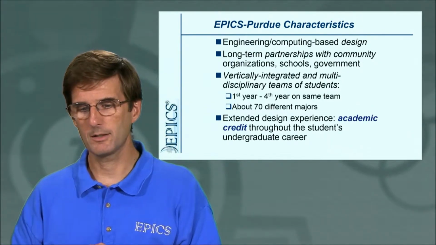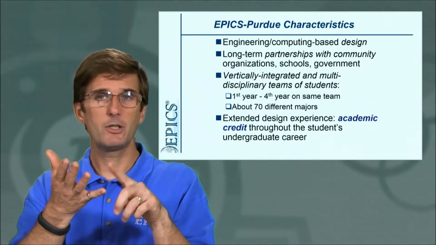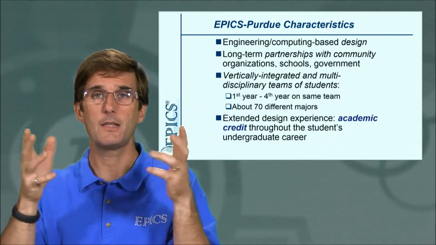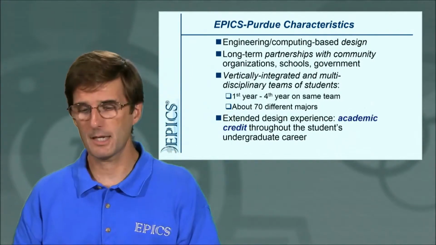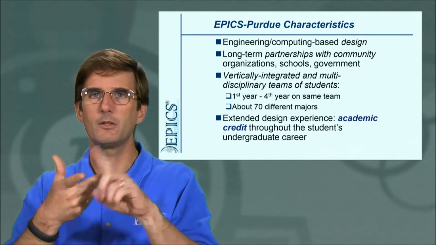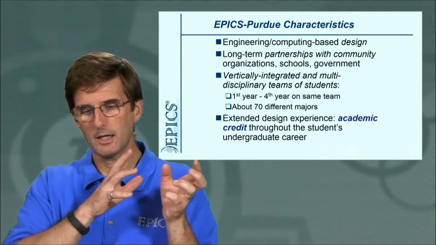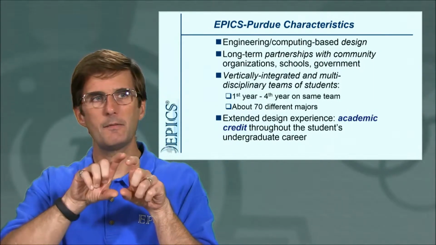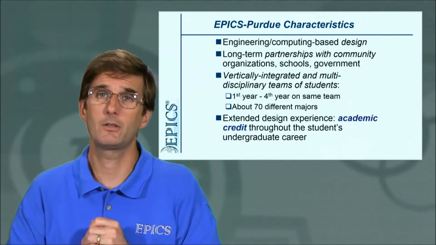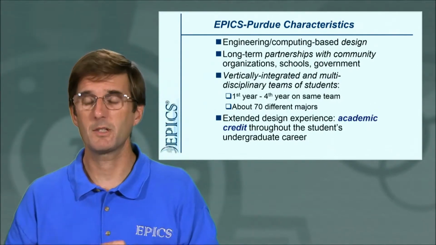At Purdue, we are vertically integrated, which means we have first year, second year, third year, fourth year students that we mix. They take courses and they're all mixed together on the teams. Those first year, second year, third year, fourth year students, again, come from 70 different majors. And our curriculum is set up so we have an extended design experience. Most of our students take Epics for at least 2 semesters. Many of them take it for 2, 3, and sometimes even 4 years.